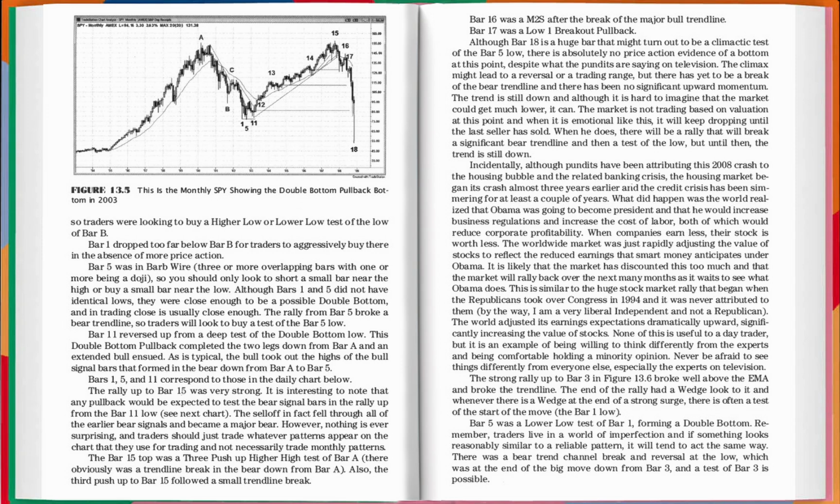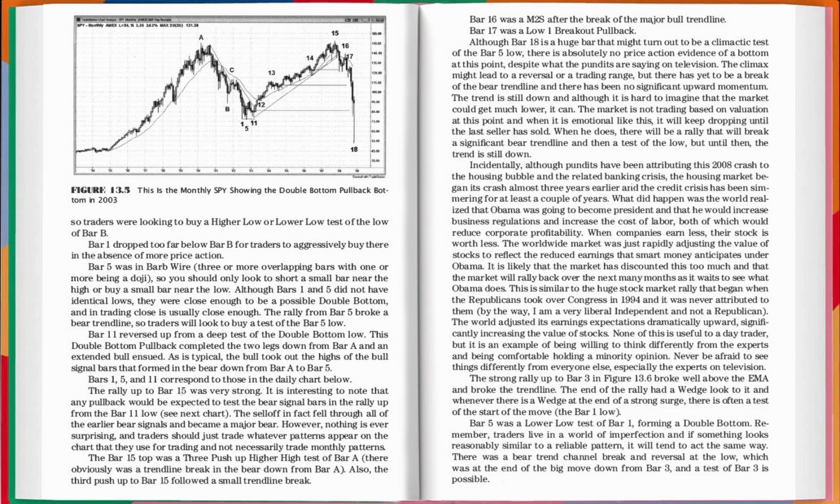The strong rally up to bar 3 in figure 13.6 broke well above the EMA and broke the trend line. The end of the rally had a wedge look to it, and whenever there is a wedge at the end of a strong surge, there is often a test of the start of the move, the bar 1 low. Bar 5 was a lower low test of bar 1, forming a double bottom. Remember, traders live in a world of imperfection, and if something looks reasonably similar to a reliable pattern, it will tend to act the same way.